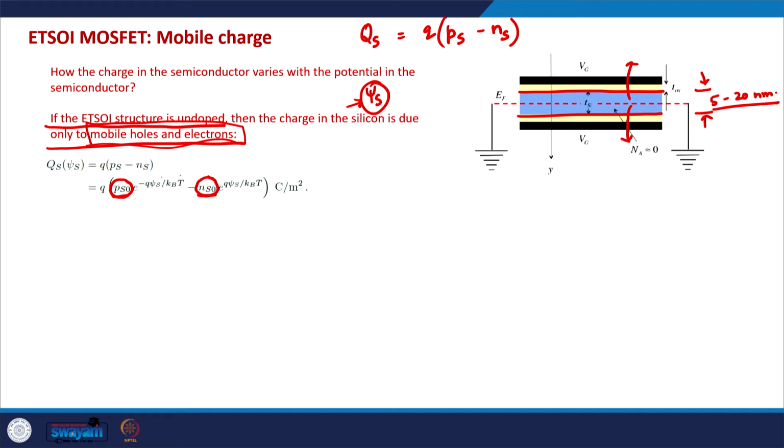So in presence of a semiconductor potential, the total charge from holes and electrons is Q times Ps naught exponential minus Q psi s by kT, minus Ns naught exponential Q psi s by kT, okay, as is written here.